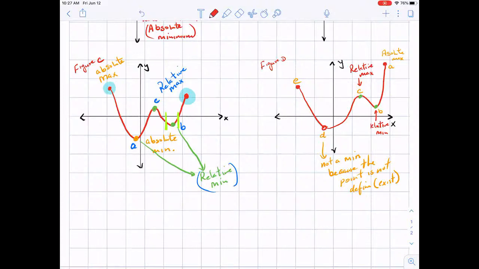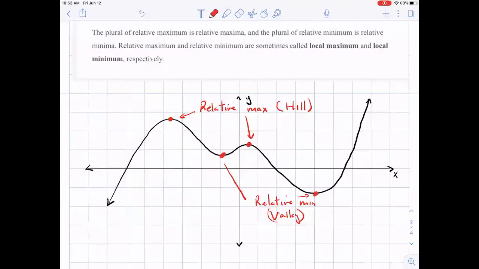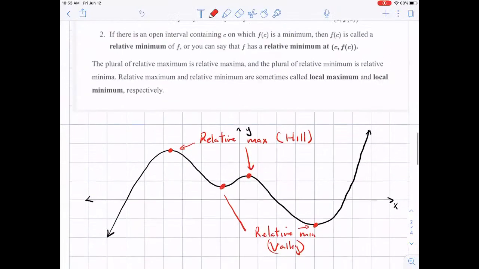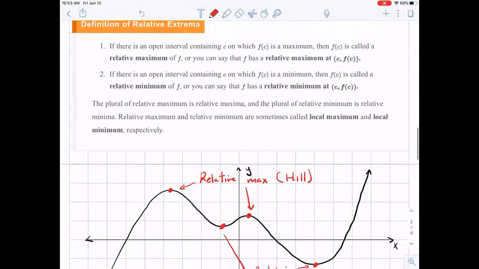Now, if you look at E, we can look to the left and we don't see anything. But we look to the right, there is a graph. So E is not a relative max or a relative min. Because for relatives, you have to be able to look to the left of it and to the right of it. Okay? Both sides. In this figure, we show relative max and relative min.